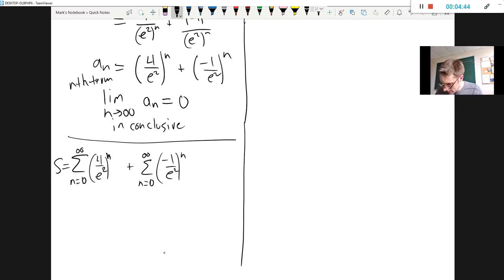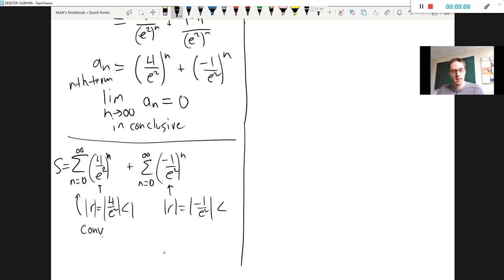In this case, notice the r value is 4 over e squared. e is between 2 and 3, so e squared is a little bigger than 4. And so this is going to be less than 1, which tells us that the first one converges. Then for the second one, we have r equals negative 1 over e squared, which, taking the absolute value, gives 1 over e squared, and e squared is somewhere between 4 and 9. So that's still going to be less than 1, and so again, that one converges as well.